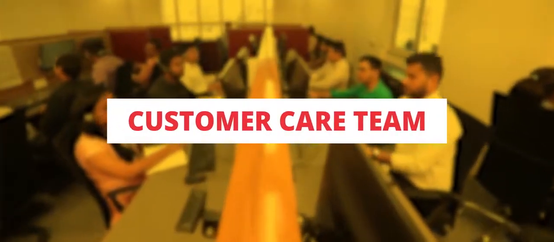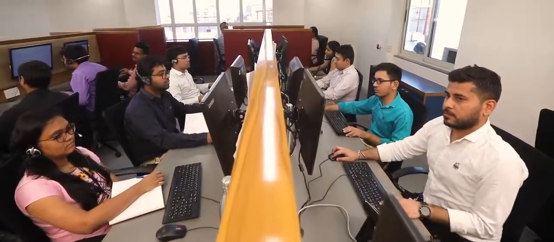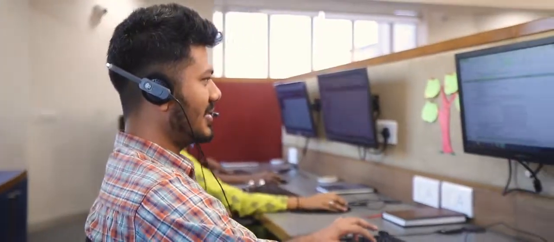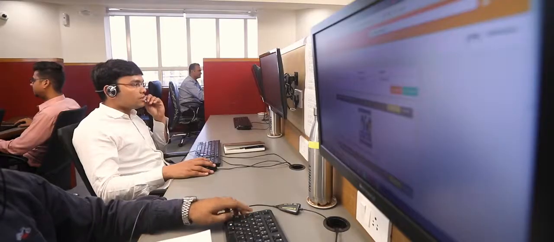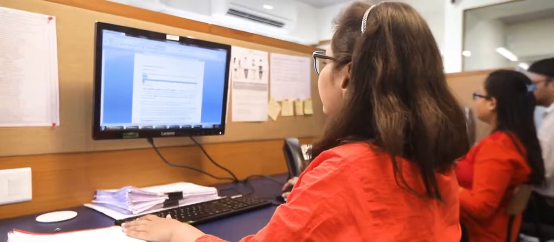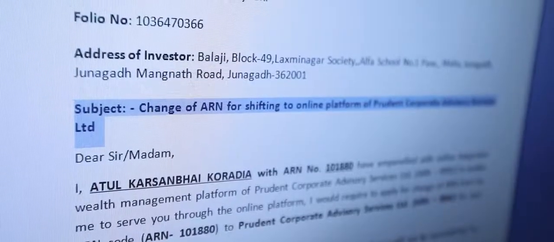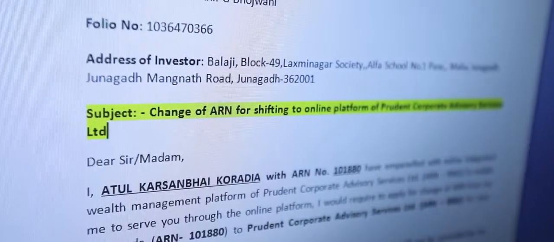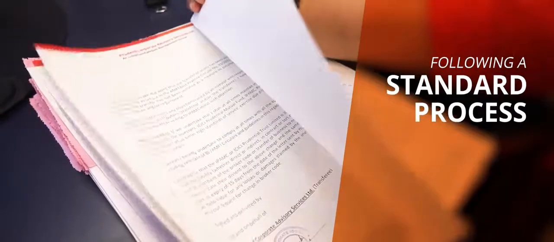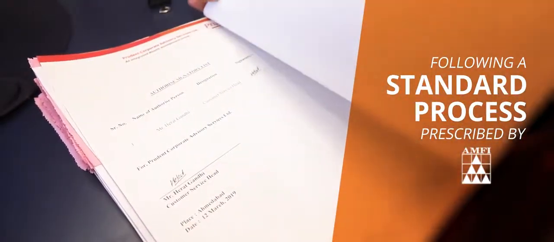Customer care team. We have a strong and committed customer care team which handles all kinds of queries, be it related to their business or related to their clients. IFAs willing to join Prudent are assigned a dedicated person. He guides the partner in consolidating his assets with Prudent by following a standard process prescribed by AMFI.